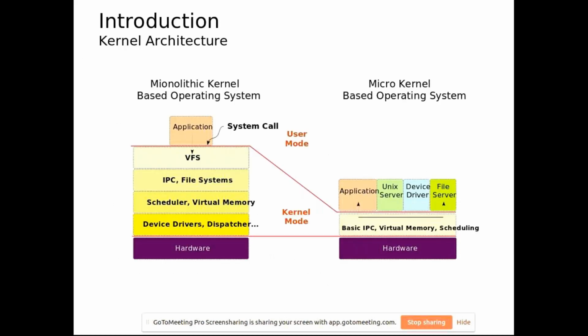So this is the architecture view of both classifications of kernels. This is a monolithic kernel, right? What are the differences between the two? You see there is a line between this and this. All the components in the monolithic kernel are in the kernel mode, and in the microkernel only this small part is running in the kernel mode, and all the device drivers, file servers, Unix servers, and applications are running on top of that. They interact with each other through the interface.